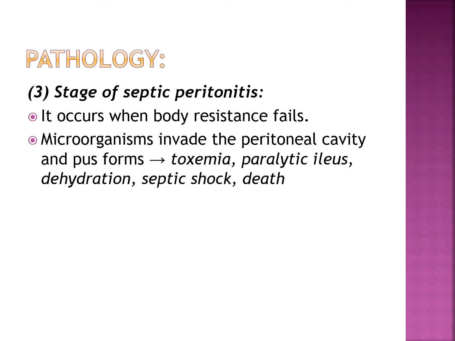Finally, in the third stage, the patient passes into septic peritonitis. This occurs when the body resistance fails and the microorganisms invade the peritoneal cavity and pus forms, with subsequent absorption of toxic substances into the circulation, with toxemia, paralytic ileus, dehydration due to the secretion of large amounts of fluid into the peritoneal cavity, with subsequent septic shock, SIRS, and finally death may occur from multi-organ dysfunction syndrome.